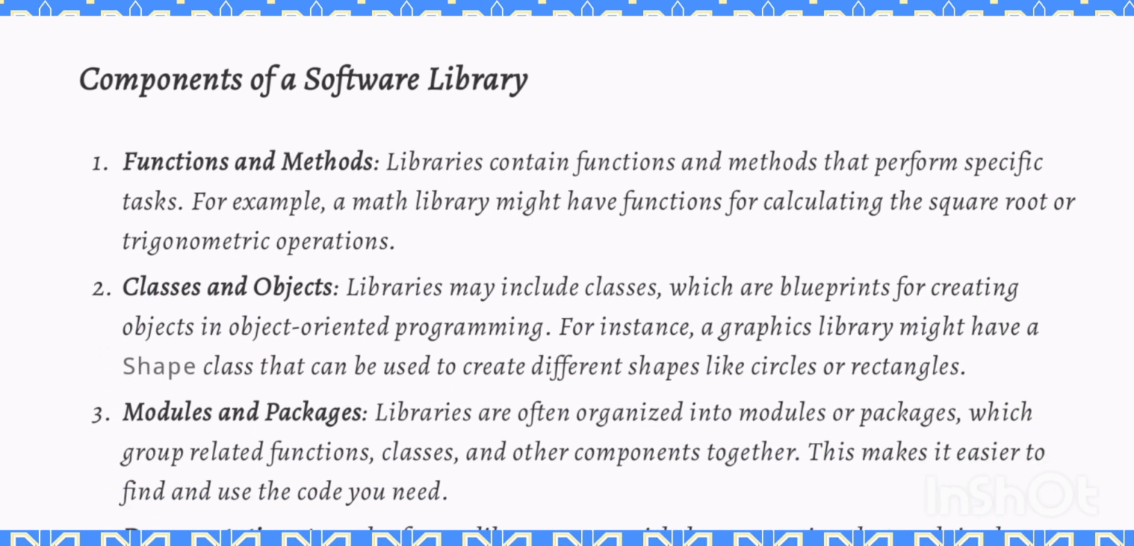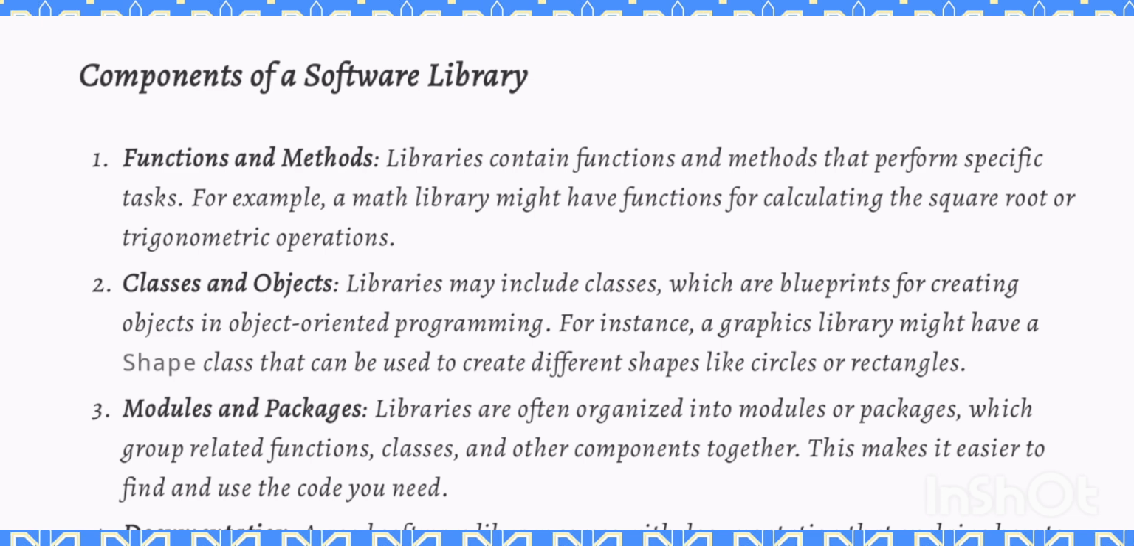Components of a software library. 1. Functions and methods. Libraries contain functions and methods that perform specific tasks. For example, a math library might have functions for calculating the square root or trigonometric operations.